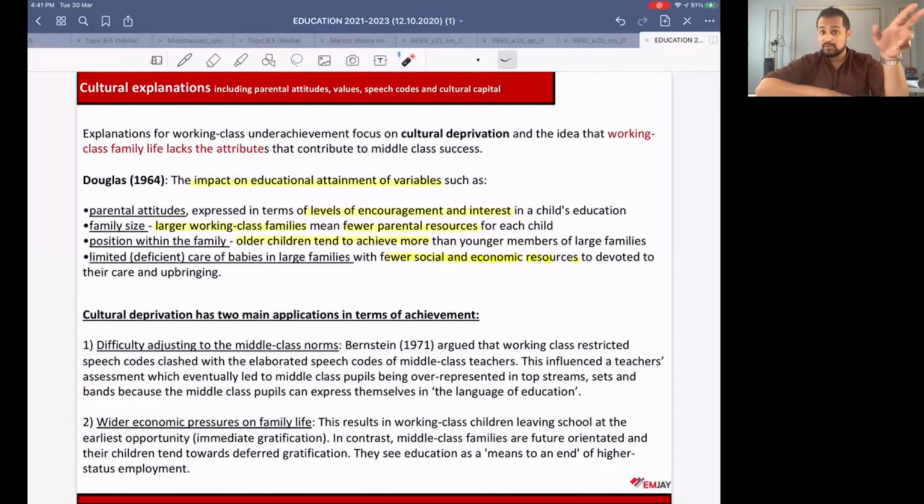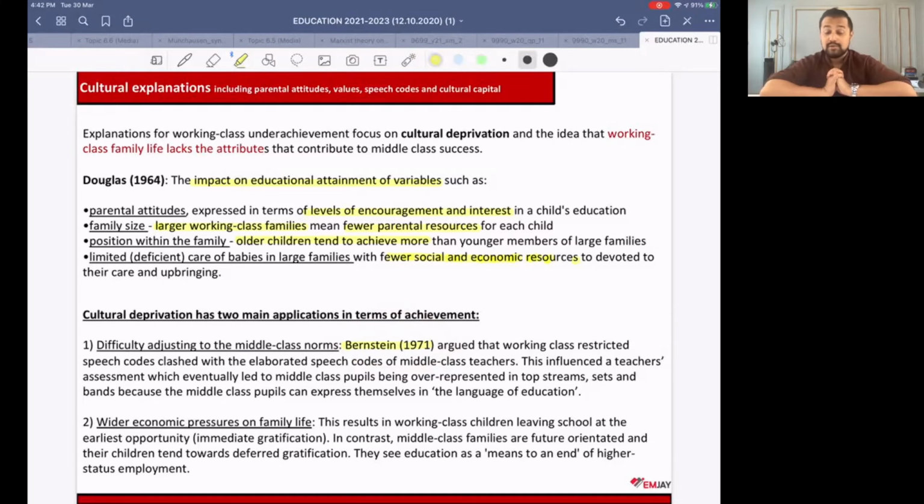And middle class norms, I'm using the word middle class norms over here because the assumption is that schools or education systems run on middle class norms and values, right? We discuss this gentleman, Basil Bernstein, further in detail. Bernstein in 1971 came up with the idea of language codes.